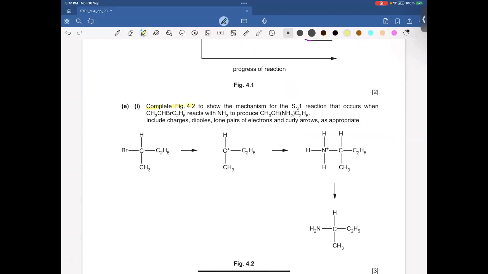So complete figure 4.2 to show the mechanism of the SN1 reaction that occurs when this compound reacts with ammonia to produce this. Include charges, dipoles, lone pairs of electrons, and curly arrows as appropriate. Okay. So let me write the structure first, in fact. The formula is given, so we need to write the structure first. That's, I think, 2-bromobutane. So we need to make the structure like this.